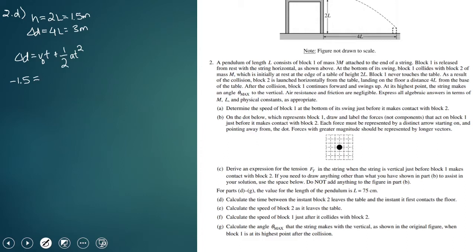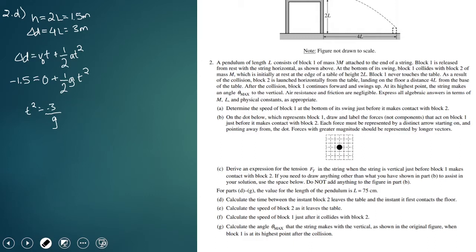So before our collision, just before it, so right when it leaves the table, it's on the edge of the table. So it actually starts out with a velocity 0 plus 1/2 GT squared. All right, and so what we get is T squared is equal to 3 over G, right? I multiplied, or sorry, this should be negative 3.